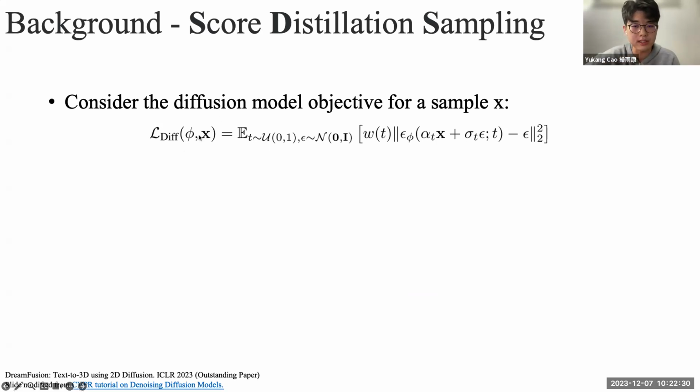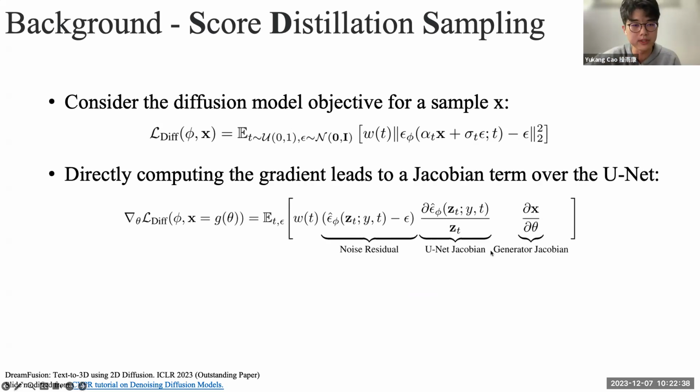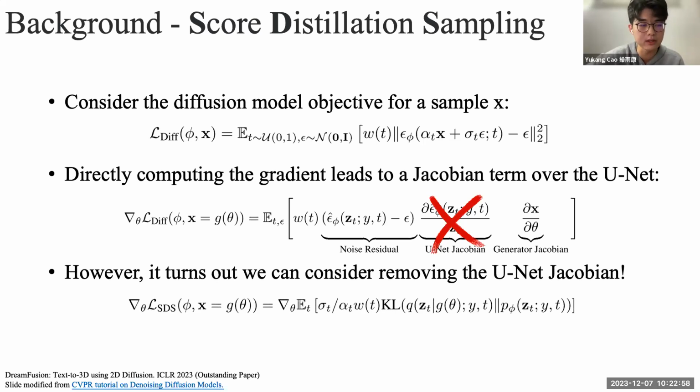In the original diffusion setup, they train a text-to-image diffusion model based on this specific objective and backpropagate the gradients with the U-Net Jacobian term. However, in our case, where we only have access to the pre-trained diffusion model, it turns out that we can optimize a randomly initialized 3D model by removing the U-Net Jacobian. And we can then derive the score distillation sampling for the backpropagation and optimization of the text-to-3D methods.